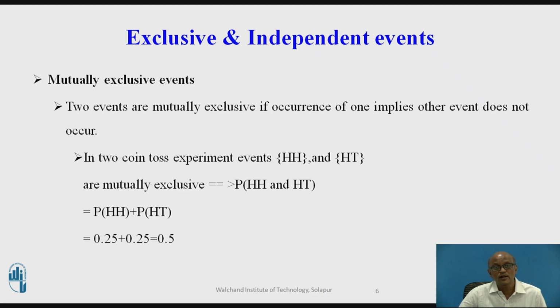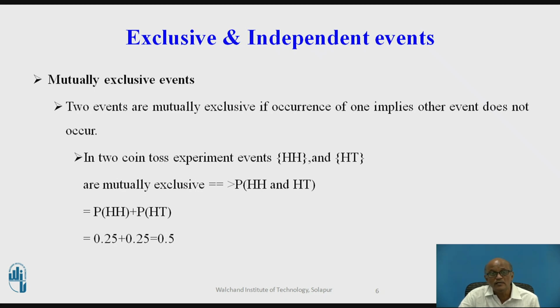So let us look at the coin toss experiment again. Two coin tosses in succession. We can look at the event of two successive heads and the occurrence of head followed by the tail. If two successive heads have occurred, it is clear that the event of head followed by the tail has not occurred. So these are mutually exclusive events.